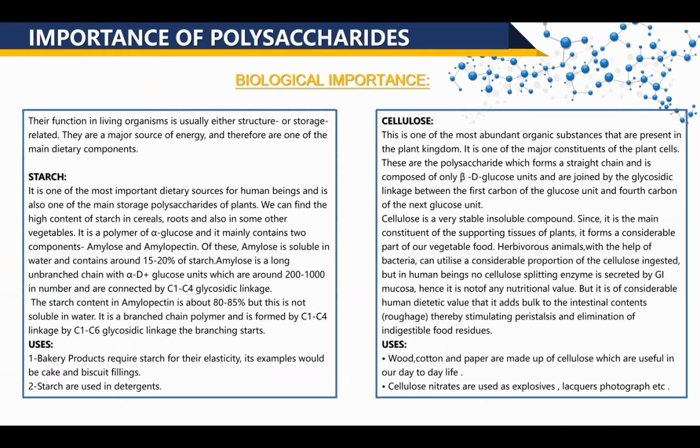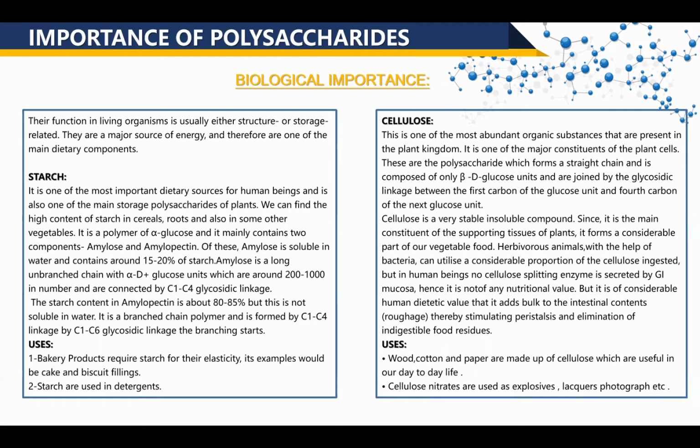Starch. It is one of the most important dietary sources for human beings and is also one of the main storage polysaccharides of plants. We can find a high content of starch in cereals, roots and also in some other vegetables. It is a polymer of alpha glucose and it mainly contains two components, amylose and amylopectin.